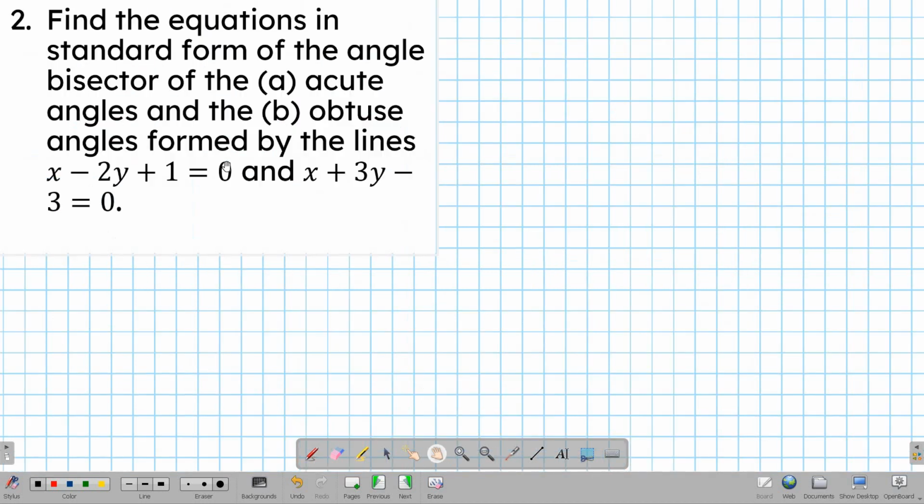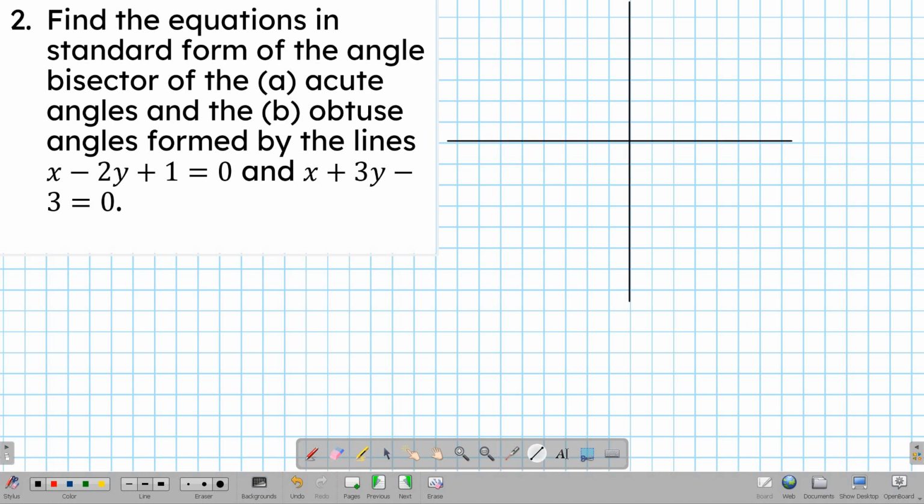Ayan. Now let's work with number 2. Find the equations in standard form of the angle bisectors of the acute and obtuse angles formed by the lines x minus 2y plus 1 equals 0 and x plus 3y minus 3 equals 0. So, yung kanina, medyo kaya intindihin natin ng walang drawing because we just need to find the point and then find the line. This one here, maybe it's better if we want to draw the lines because hindi obvious kagad na maghanap ka ng distance. So, let's first draw the figure.